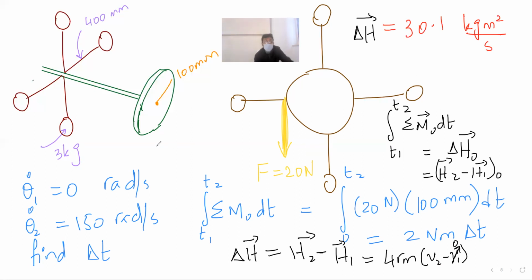And by the way, sorry, I think I made a mistake. This is 150. I apologize. This is 150 RPM. Sorry for that. And this is equal to 15.7 radians per second. Sorry, I gave a wrong value.